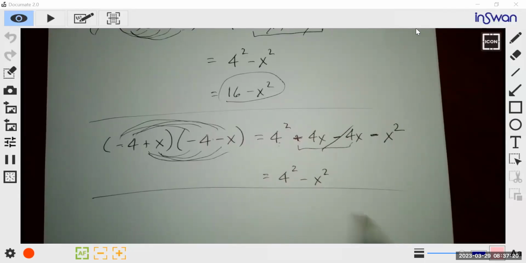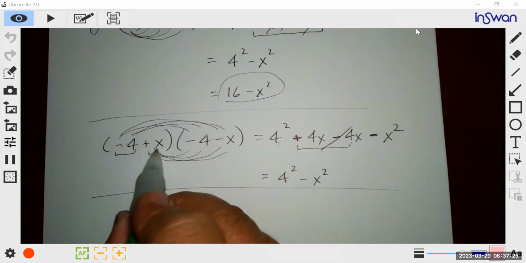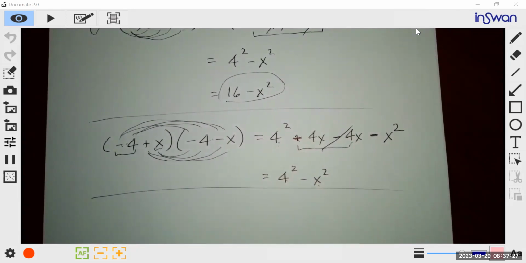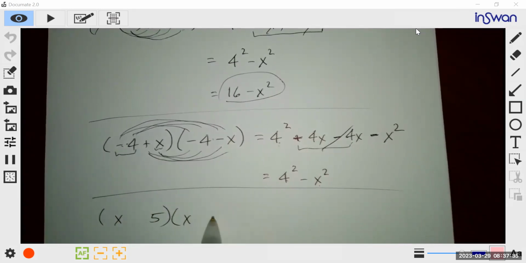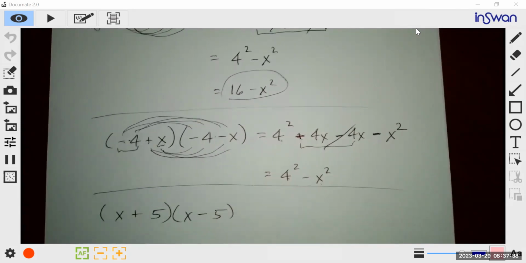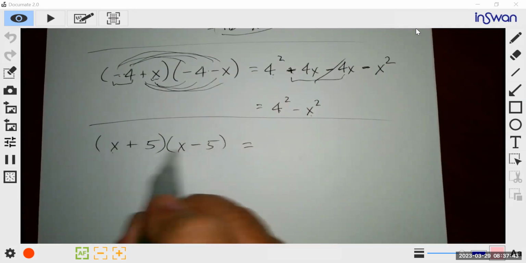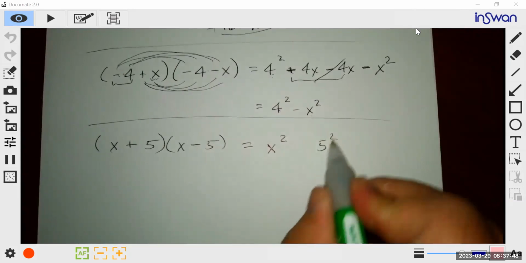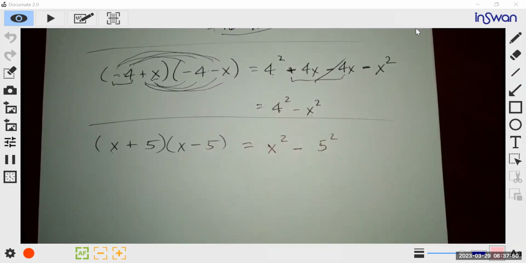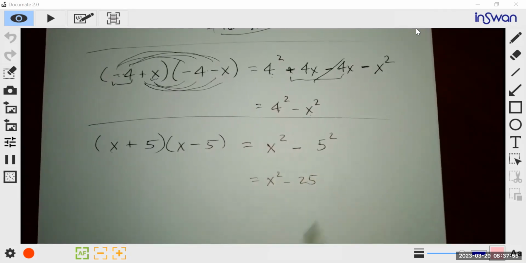Remember, it's the same thing as the rule we just had. This is the first term, it's squared. This is the second term, it's squared. Just subtract them. Whenever you have the same number, x and 5, x and 5, the only thing different are the signs between them. If it's x plus 5, x minus 5, they're just opposite signs. Then we know the answer is going to be square the first term, square the second term, and subtract them. So the answer to this one will be x squared minus 25.